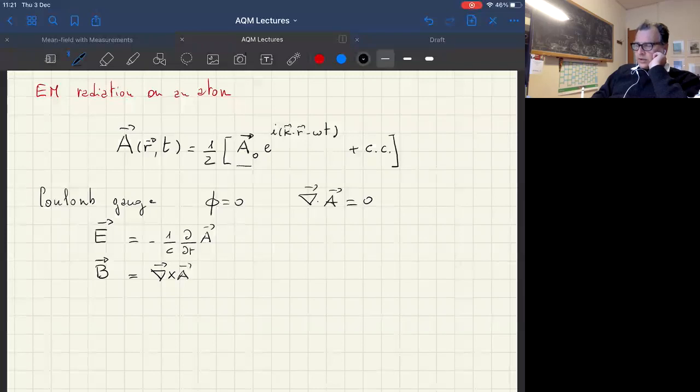So in the next step, I have to make a choice of this A zero, and just to keep things clear, I make the choice that A zero as a vector is in the Z direction, okay? So I just take this vector to be in the Z direction, and it's propagating in the y direction. Okay, so this is a transverse wave.